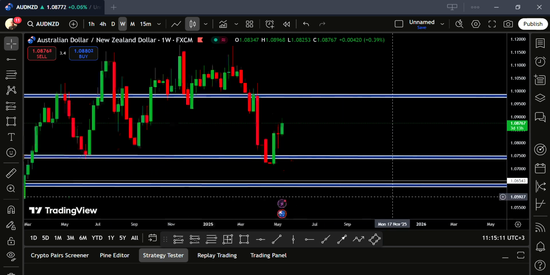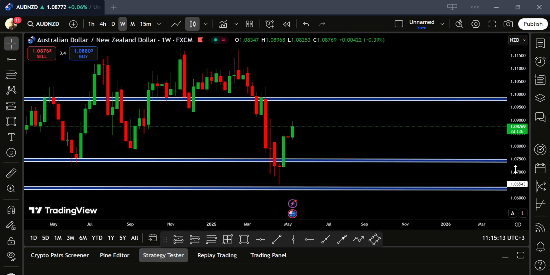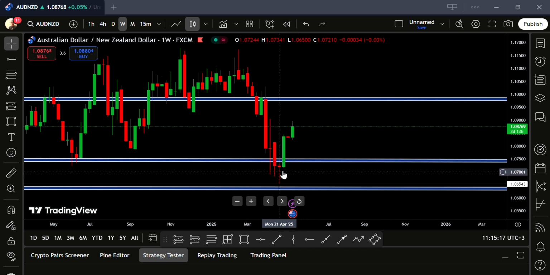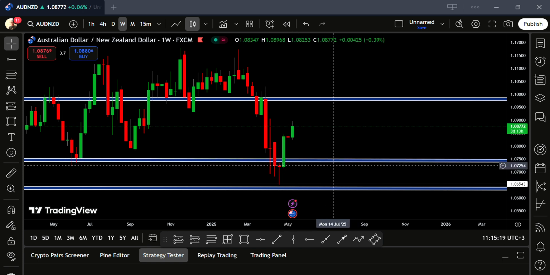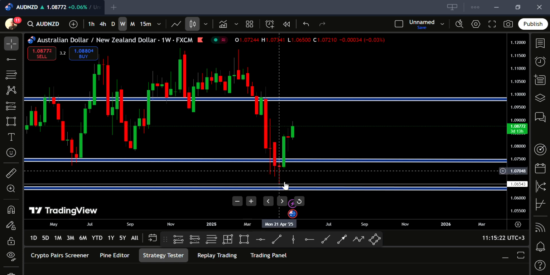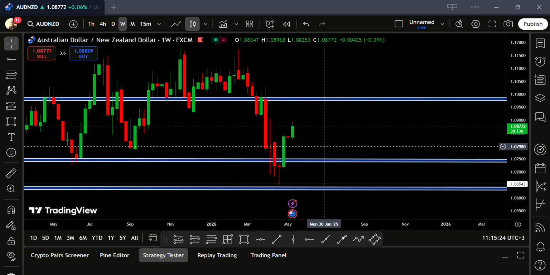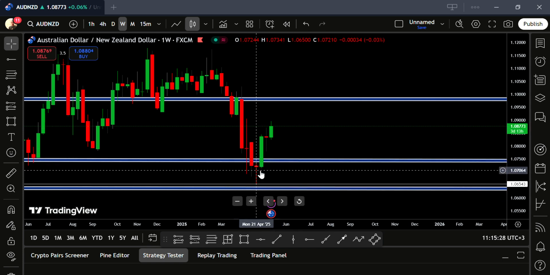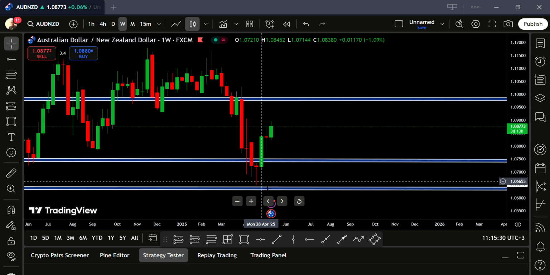So do we have a rejection on the weekly support? Yes, we have a rejection on the weekly support with this doji, an indecision candle. So now what happens? You have an indecision candle at this area. This clearly suggests to you that we are going bullish.